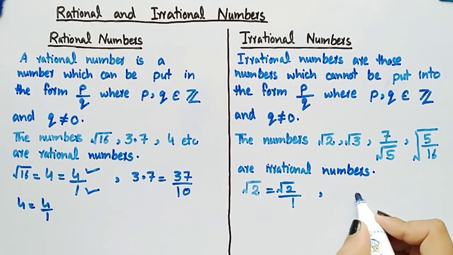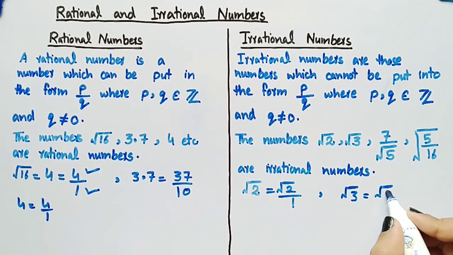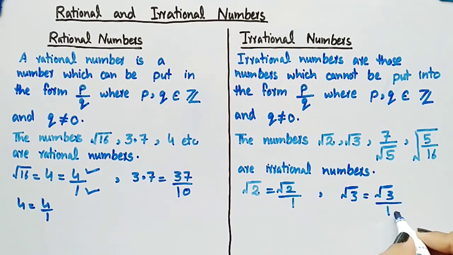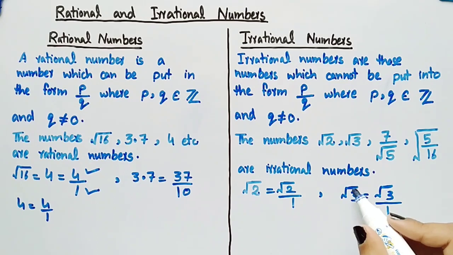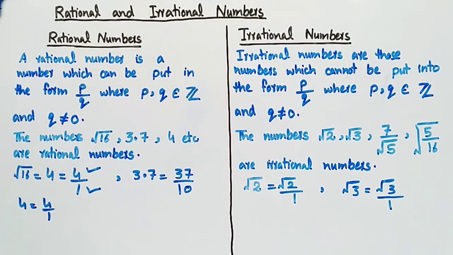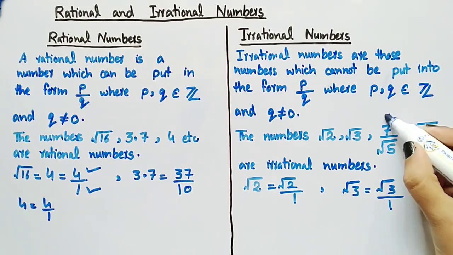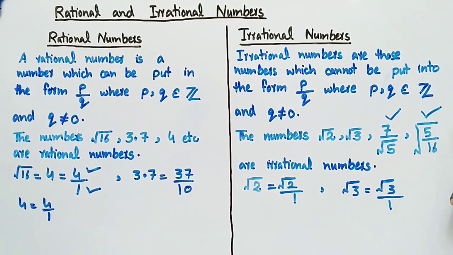So if we take square root 3, it can also be written as square root 3 divided by 1. And similarly, in this case, the denominator is an integer but the numerator is not from the set of integers. So this number is an irrational number. In a similar manner, you can also prove that these two numbers are also irrational numbers.